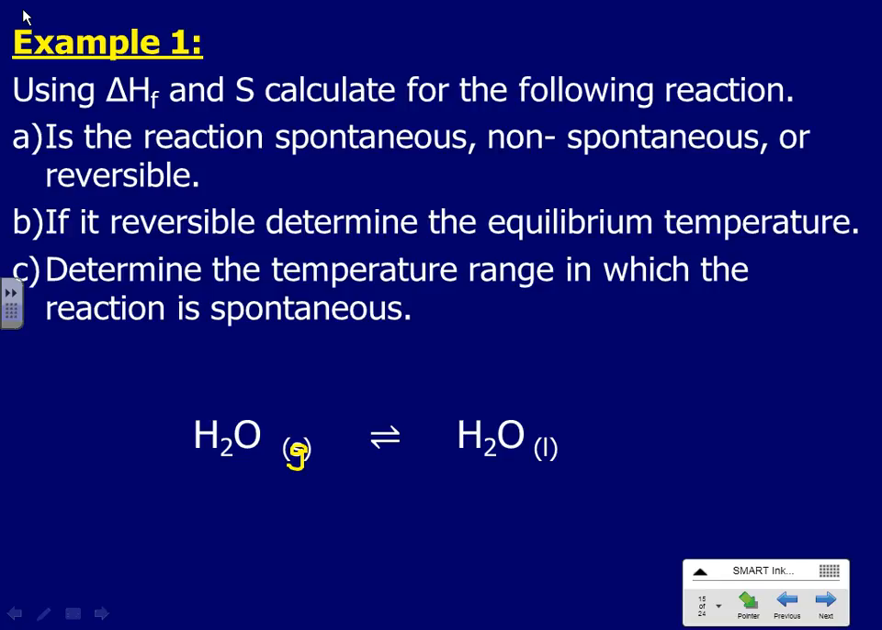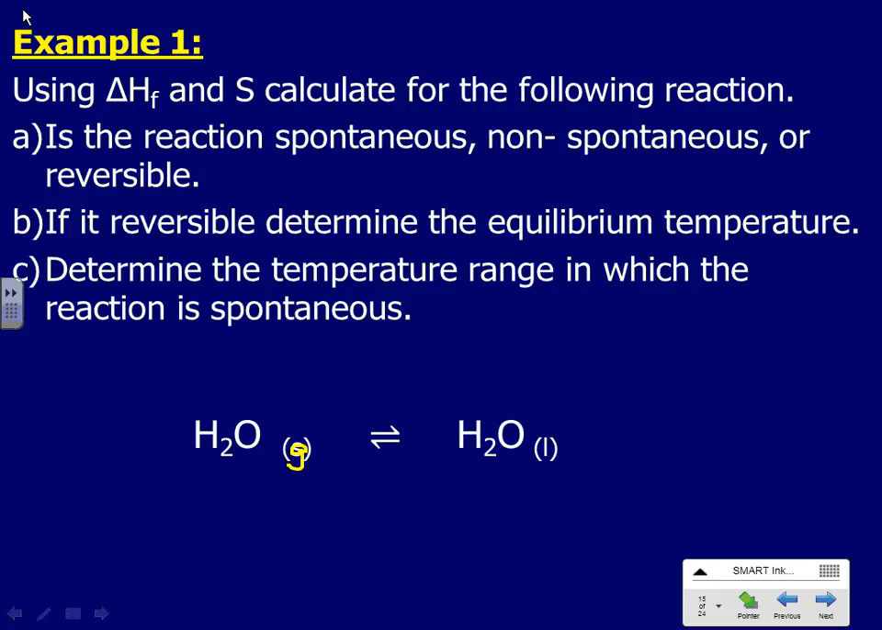118.9. What's the units for entropy? Joules per Kelvin mole. Excellent. What does the universe think about that? Doesn't like it. Therefore, what kind of situation do we have potentially setting up here? We have a reversible situation. So if it's reversible, determine the equilibrium temperature.